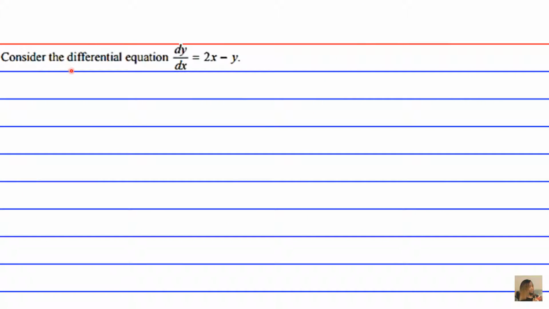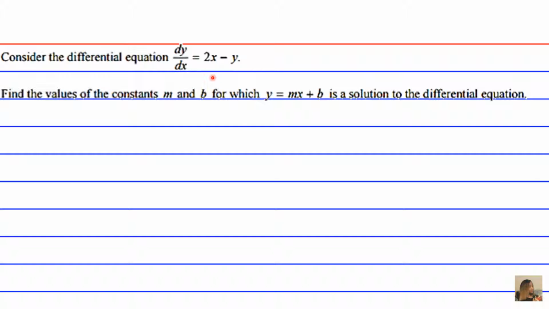Okay, so consider the differential equation dy/dx is equivalent to 2x minus y. Find the values of the constants m and b for which y is equivalent to mx plus b is a solution to the differential equation.